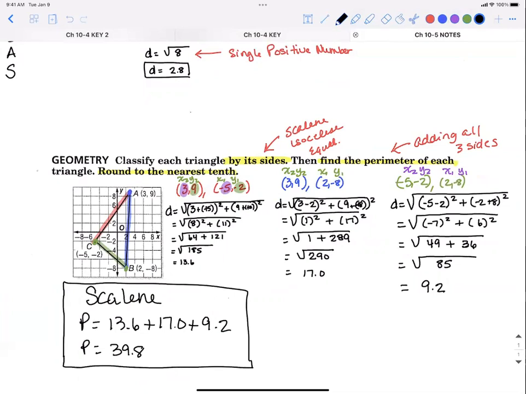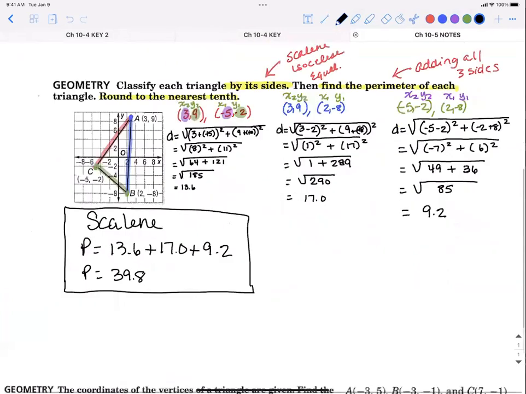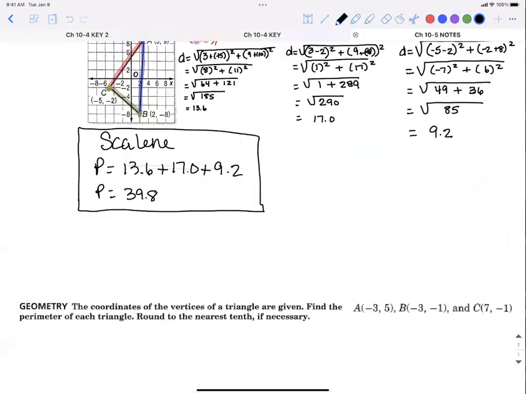Okay. And I'm not going to work the one at the bottom, but I just want to tell you this. Draw a picture. I promise you it will help. Draw a picture of your triangle, and it doesn't have to be to scale, right? Just draw a picture of your triangle, label your vertices A, B, and C, and then label them. A is negative 3, 5. B is negative 3, negative 1. And C is 7, negative 1.